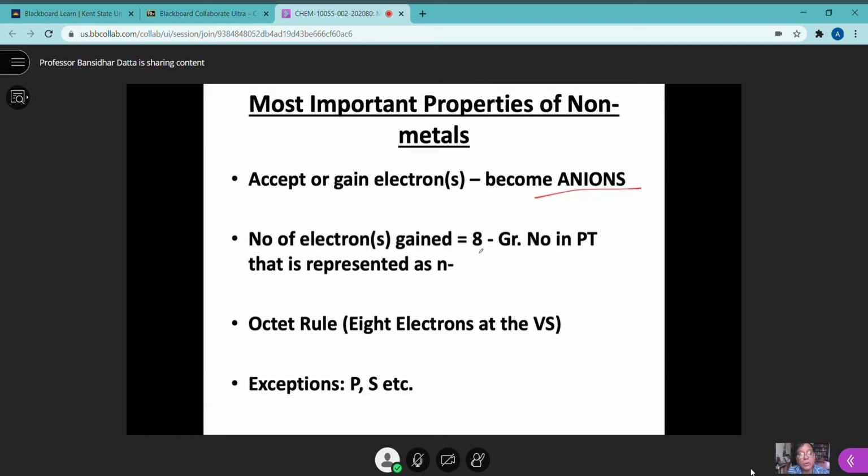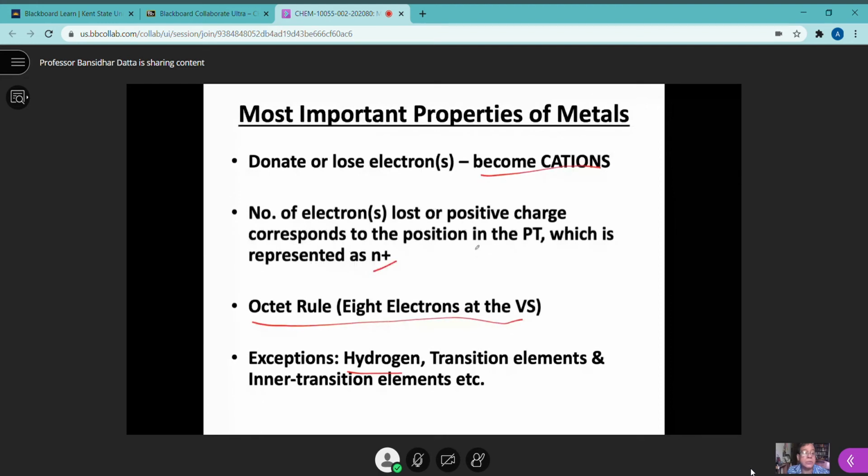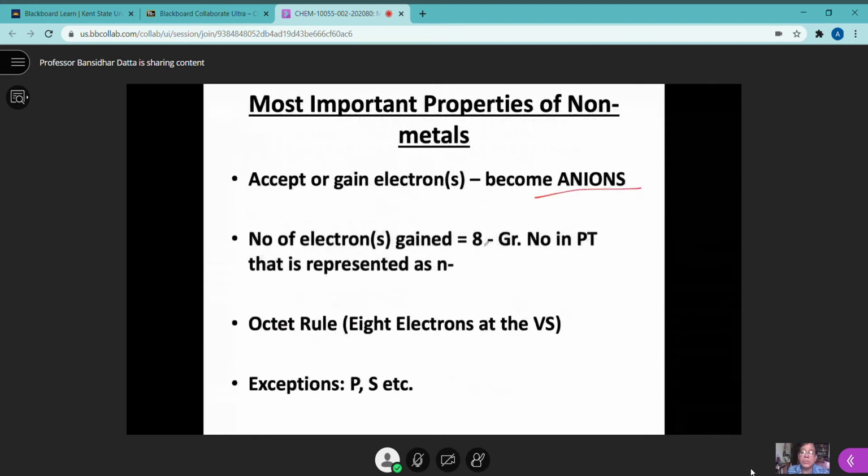And they also follow the octet rule. The octet rule means 8 electrons in the outer shell. And so the charge is 8 minus the group number in the periodic table.